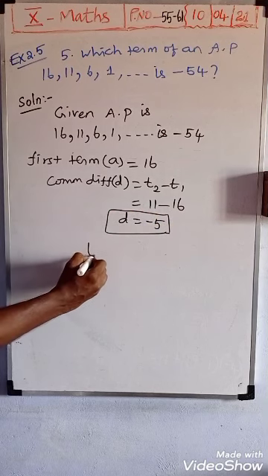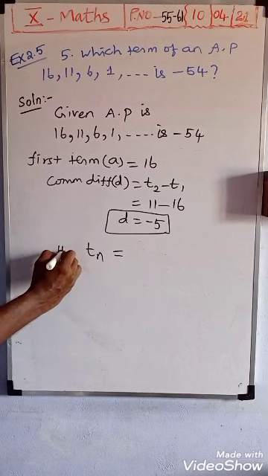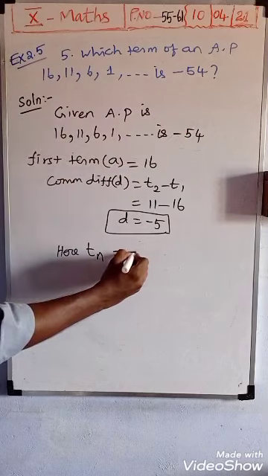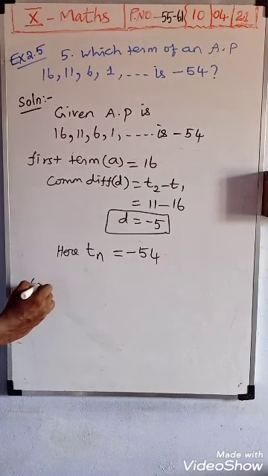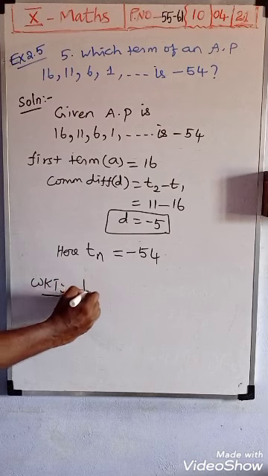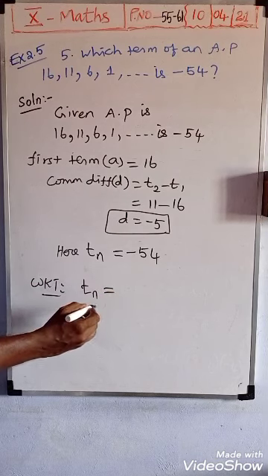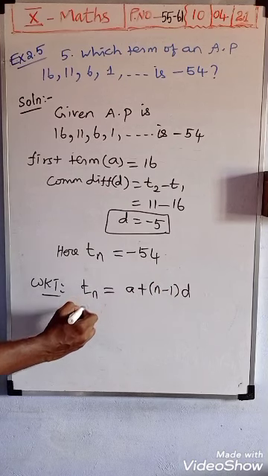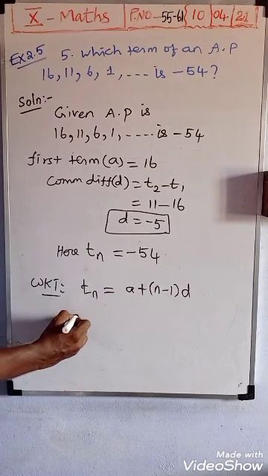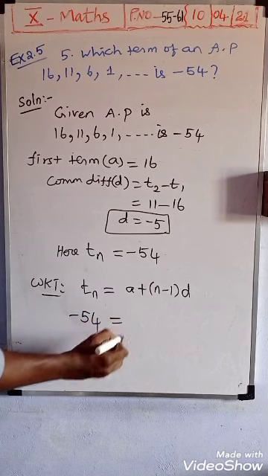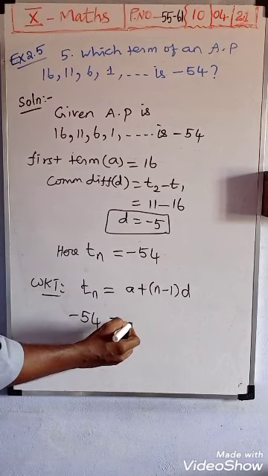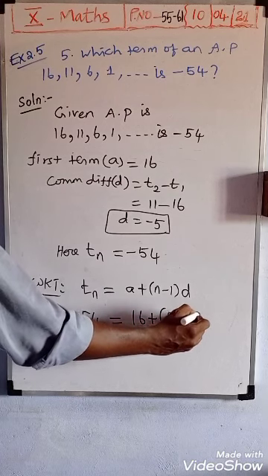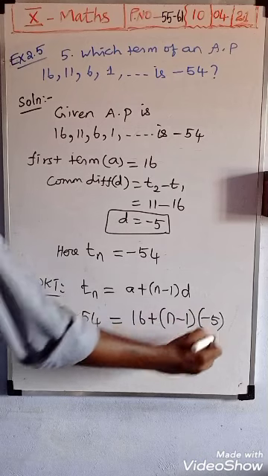Then here Tn is equal to T1, T2, T3, T4 up to etc. The nth term is minus 54. So we know the Tn formula, using this formula we will find out n. So Tn is equal to A plus n minus 1 into D. Now instead of Tn you should substitute minus 54 is equal to A value, 16, plus n minus 1, as it is, instead of D minus 5.